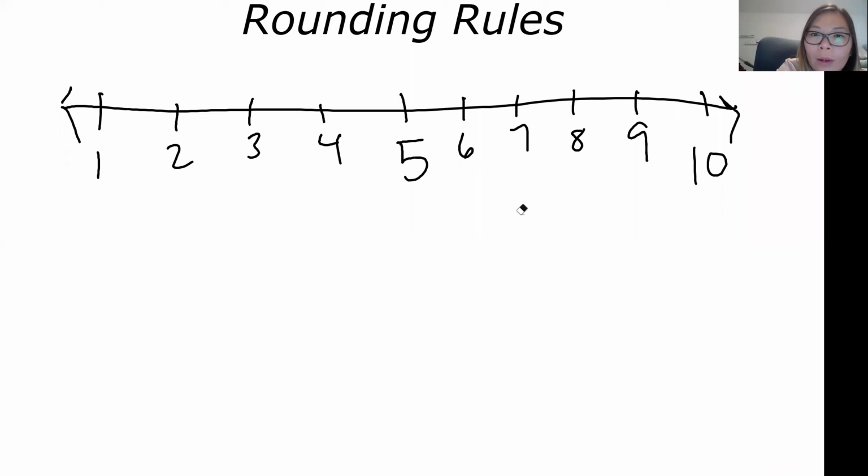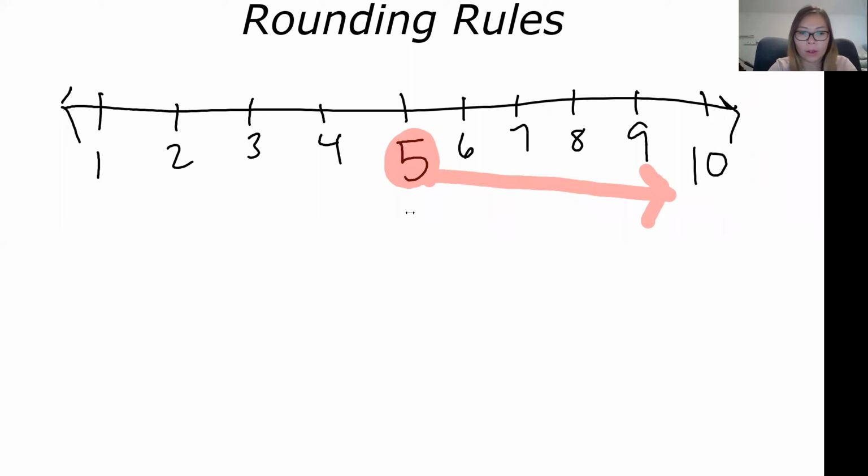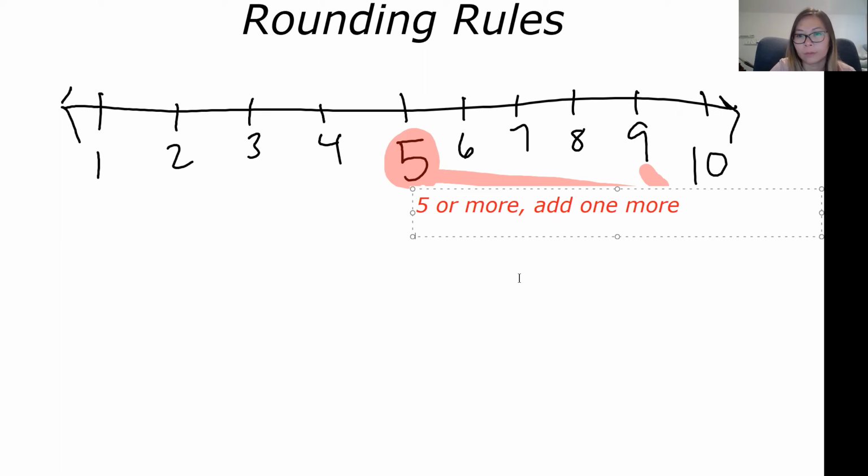So the rule for rounding is if it is 5 or more, the rule is to add one more. So, make this smaller. 5 or more, add one more. That's the rule for the 5 or more.